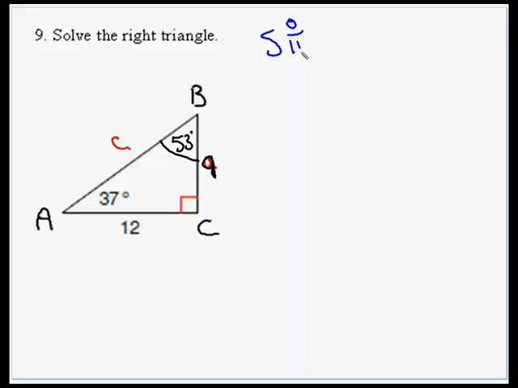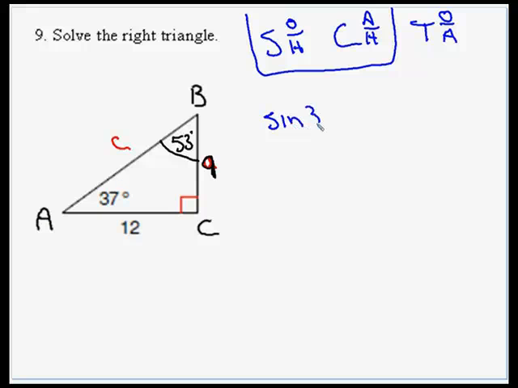So if we think back to our SOH CAH TOA, the hypotenuse is something we want, and the only two trig functions with hypotenuse are sine and cosine. So we could probably use either of those from either angle, the 37 or the 53. If we went from the 37-degree angle, we could do the sine of 37, and that would equal opposite over hypotenuse, 9 over c. We could also do the cosine of 37, which would be adjacent over hypotenuse, 12 over c.